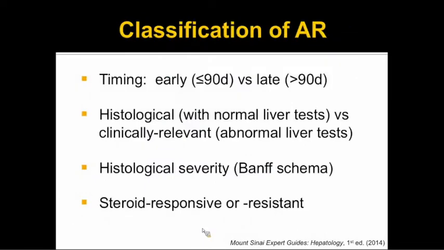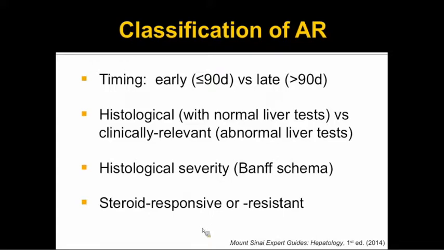So how do we classify acute rejection? There are differences between early and late acute rejection, and I'll go into some of the outcomes with those. You can classify it based on whether it's purely histologic, meaning with normal liver tests. That's from, again, historically when there were more protocol biopsies being done for patients at certain time periods post-transplant, and still being done by some programs that are trying to do withdrawal of immunosuppression in patients.